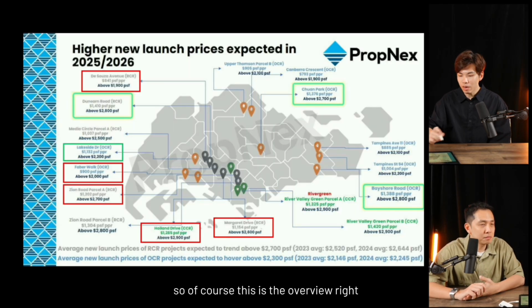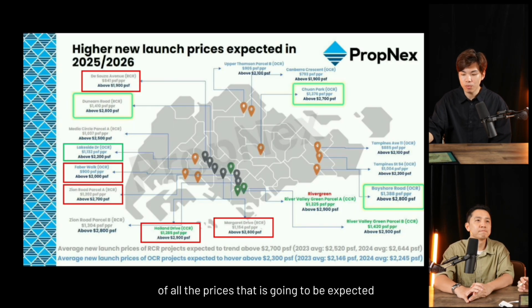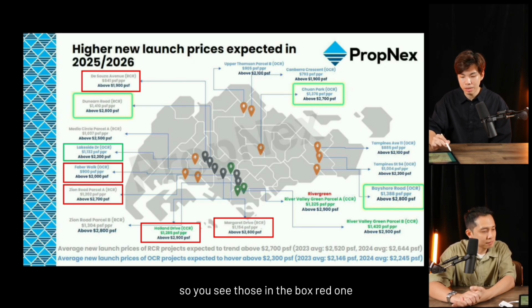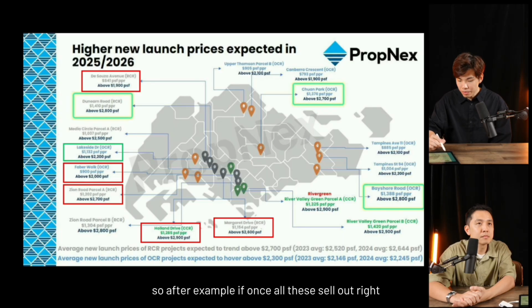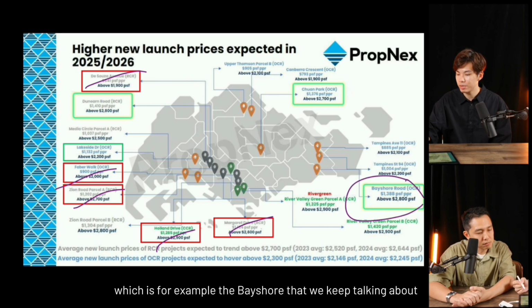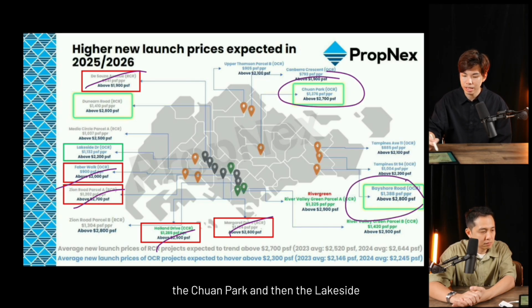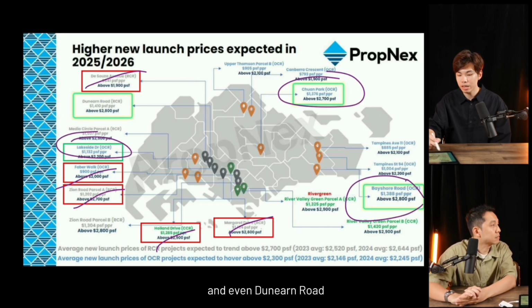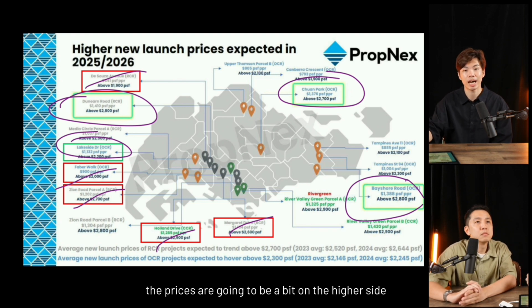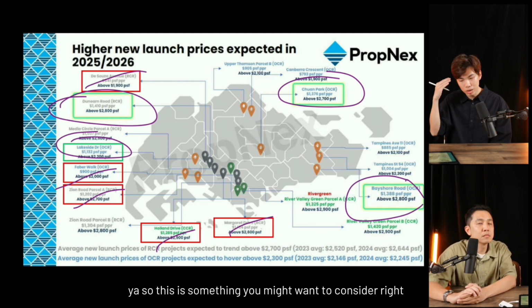Yeah. Right. So of course, this is the overview of all the prices that are going to be expected. This whole map, right? So you see those in the red box are actually going to launch soon, right? So for example, once all these sell out, the next launches that we can look at will be those in the green, which is for example the Bayshore that we keep talking about, the Chuan Park, and then the Lakeside, all these that we mentioned, and even Dunearn Road. All are going to be, I would say, the prices are going to be a bit on the higher side. Yeah, so this is something you might want to consider, right?